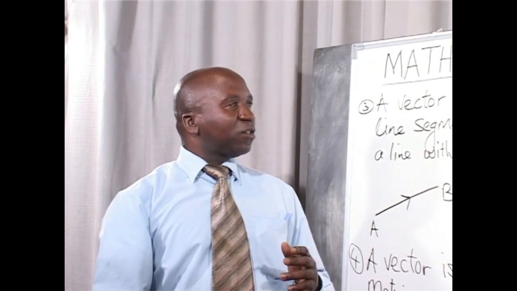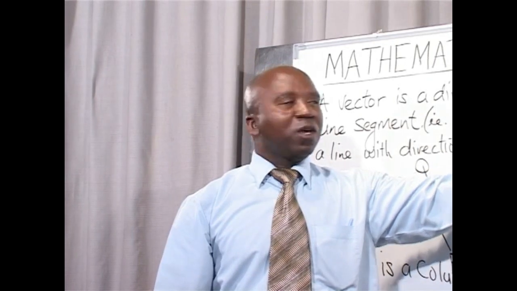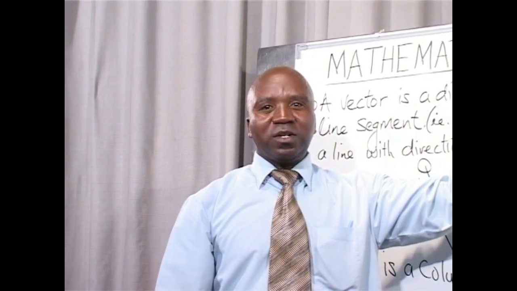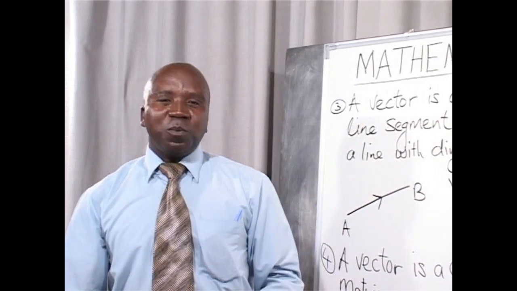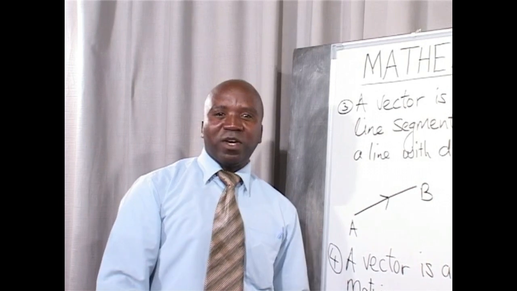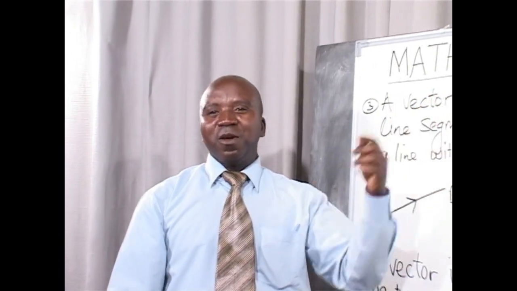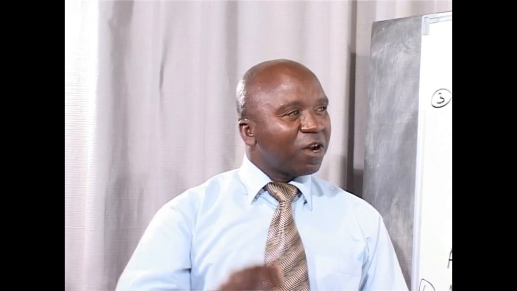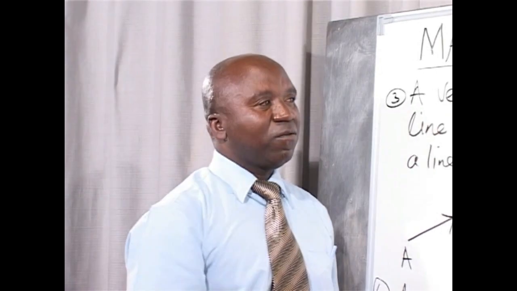Is it a column matrix as well? Yes. We only have one column. This is a 3 by 1 matrix. So it is also a vector. Our topic will only concentrate on 2-dimensional vectors. We will not look at the 3-dimensional vectors. You meet them later as you climb the education ladder. So our main task will be on 2-dimensional vectors.